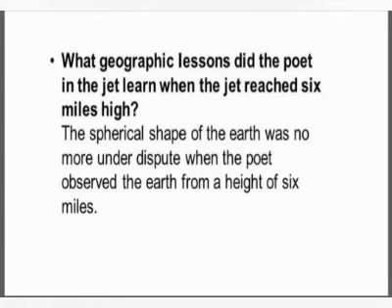Third question: what geographic lesson did the poet in the jet learn when the jet reached 6 miles high? Answer: the spherical shape of the earth was no more under dispute. When the poet observed the earth from a height of 6 miles, he understood the earth was round.